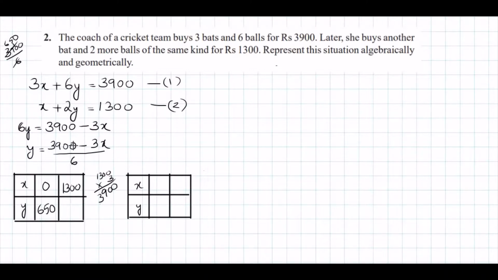So the y value is 3,900 minus 3 into 1,300, which is 3,900, so you will get the y value as 0. Now take the second equation and represent y in terms of x. That is 2y is equal to 1,300 minus x. So y is equal to (1,300 minus x) by 2. Here when you give the value of x as 0, you get 1,300 by 2, which is 650. So the y value is 650. In a similar way, if you give 1,300, you get 1,300 minus 1,300 is 0. So you get the y value as 0.